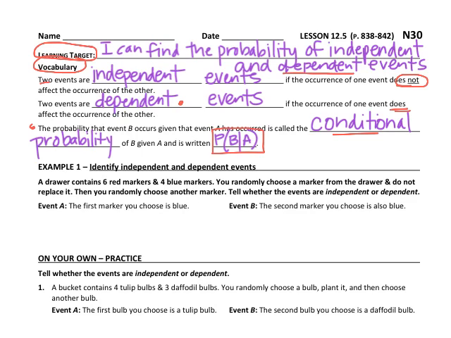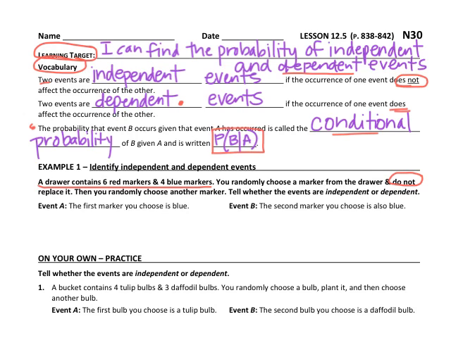In example 1, it says identify independent and dependent events. And the situation is that you have a drawer that contains 6 red markers and 4 blue markers. You randomly choose a marker from the drawer and do not replace it. Okay, so if you do not replace it, then the second choice depends on what you draw out the first time.